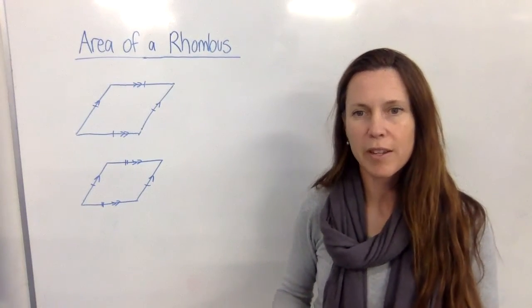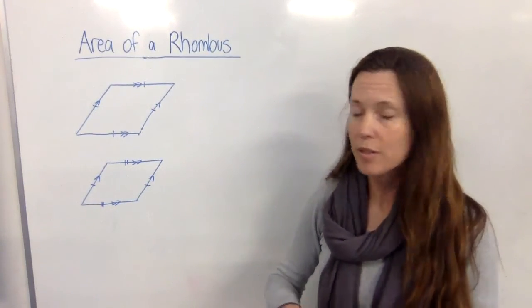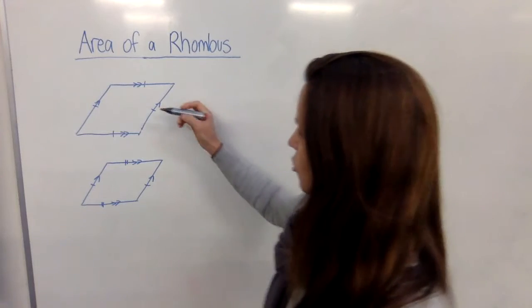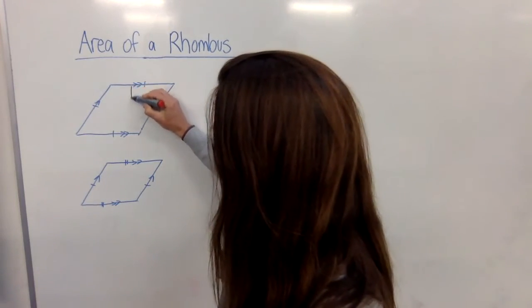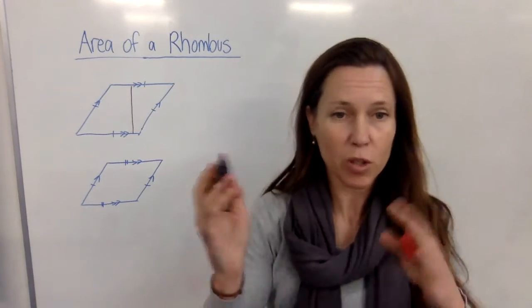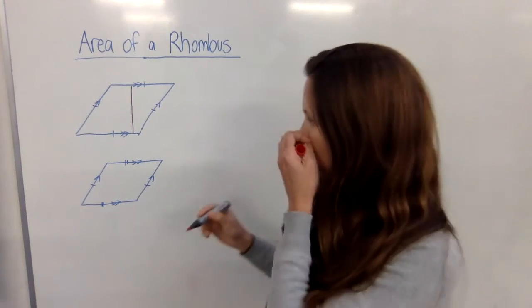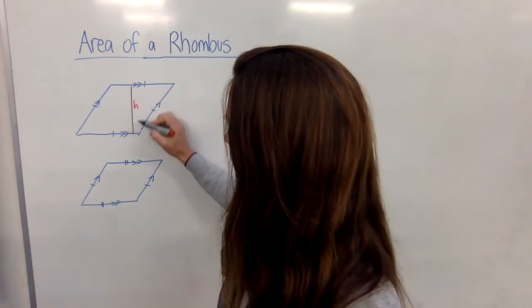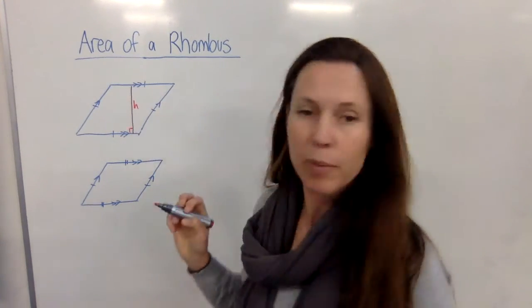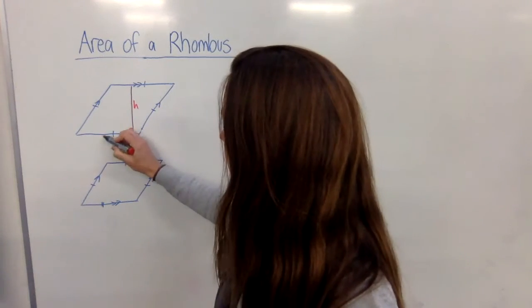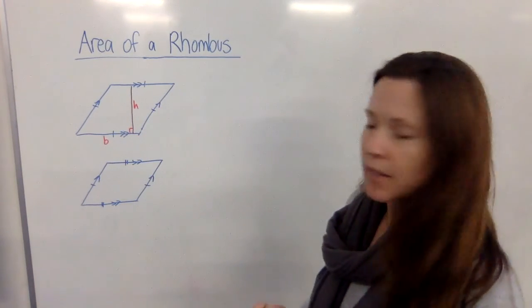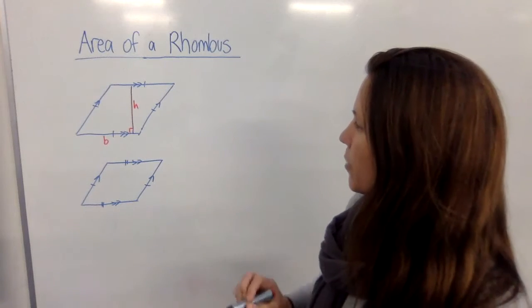There are two formulas that you can use to find the area of a rhombus. The first one is to treat it exactly like a parallelogram, because a rhombus is basically just a square that's been pushed on its side. And so if you know the vertical height, it has to be the vertical height meeting the base at right angles, and you know the base, then you can do the exact same thing as you would with a parallelogram.